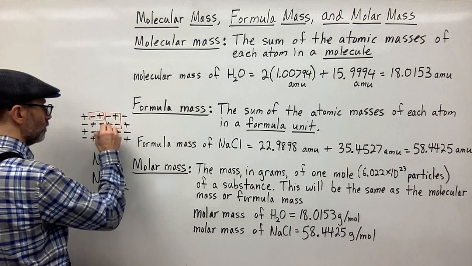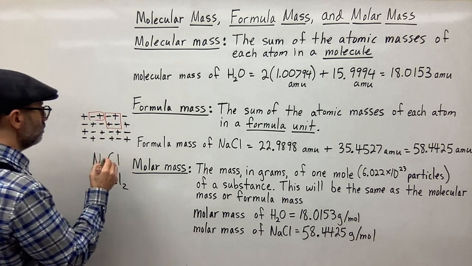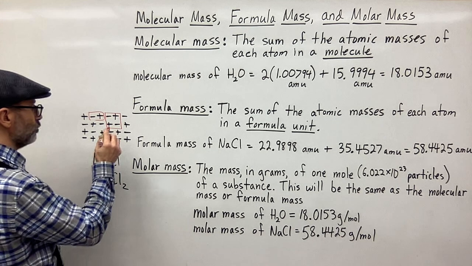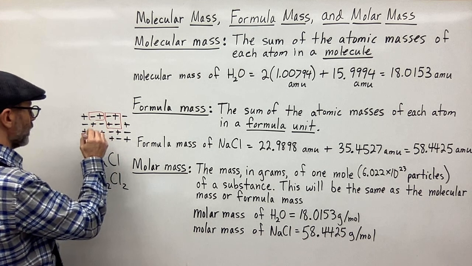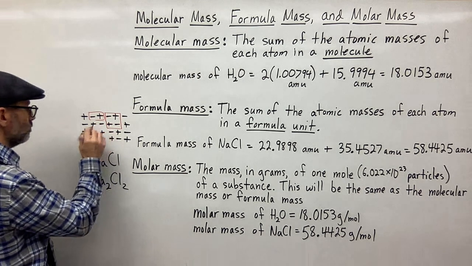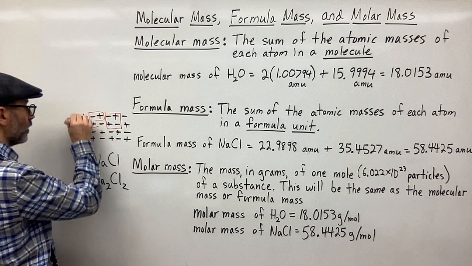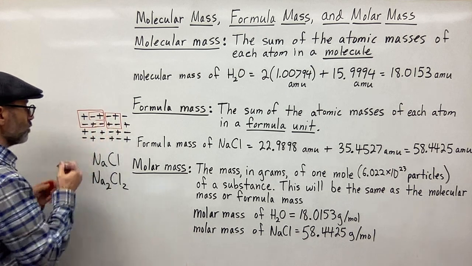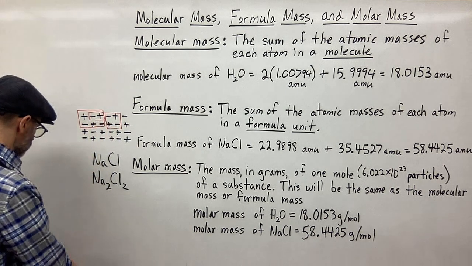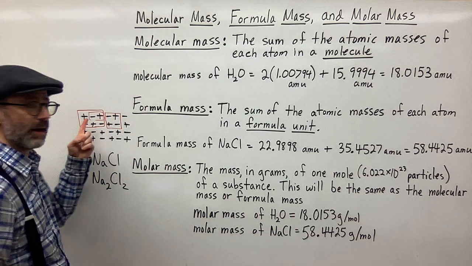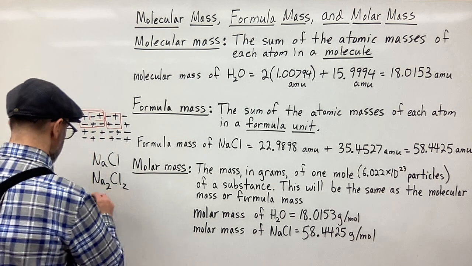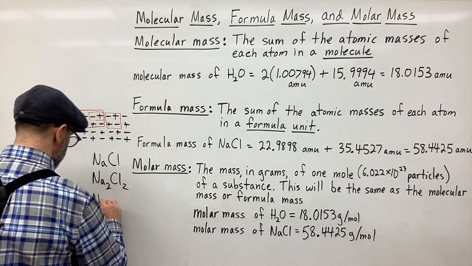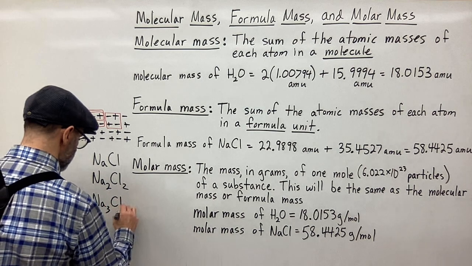So here, what's another one I could choose? Let's see. I could choose this longer one here. So that works. If I choose this one, I have 3 positive, 3 negative. So that would be Na3Cl3.